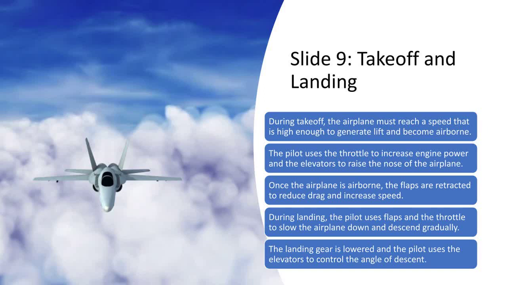During landing, the pilot uses flaps and the throttle to slow the airplane down and descend gradually. The landing gear is lowered, and the pilot uses the elevators to control the angle of descent. The goal is to make a smooth landing, with the airplane touching down gently and coming to a stop on the runway. Takeoff and landing are two of the most critical phases of flight, and pilots must be highly trained and skilled to perform them safely and successfully.